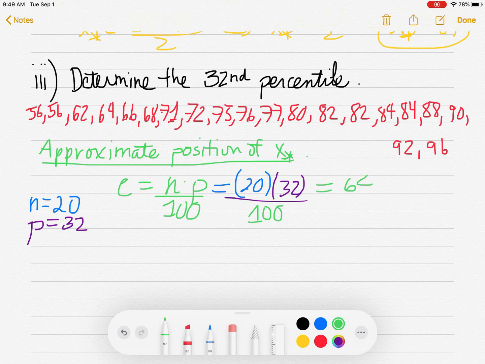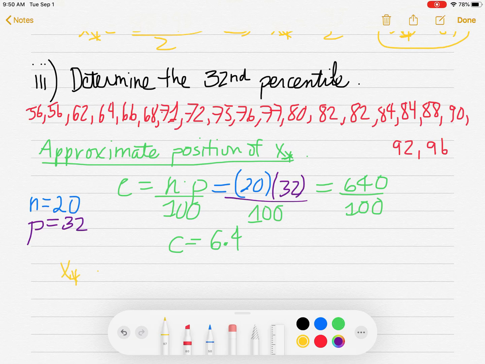20 times 32 is 640. Take 640 and divide by 100, and you should get 6.4. So C is 6.4. That's the approximate position of x star. So what do you do when you get a decimal? You don't round to the nearest, you just go up to the next whole number, which would be 7, and that will be the position of x star.